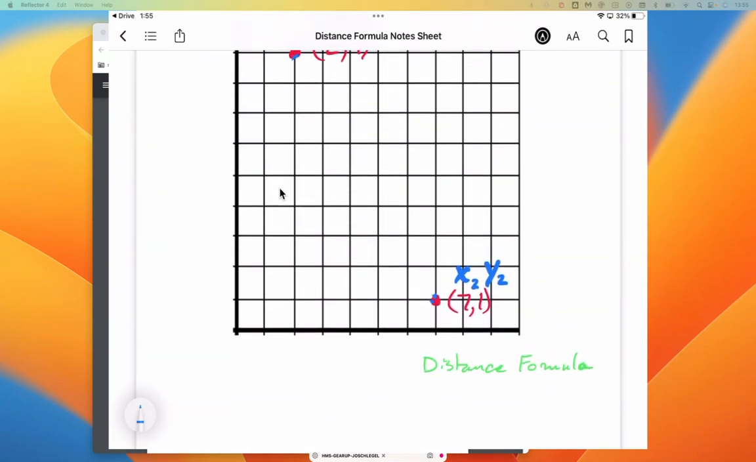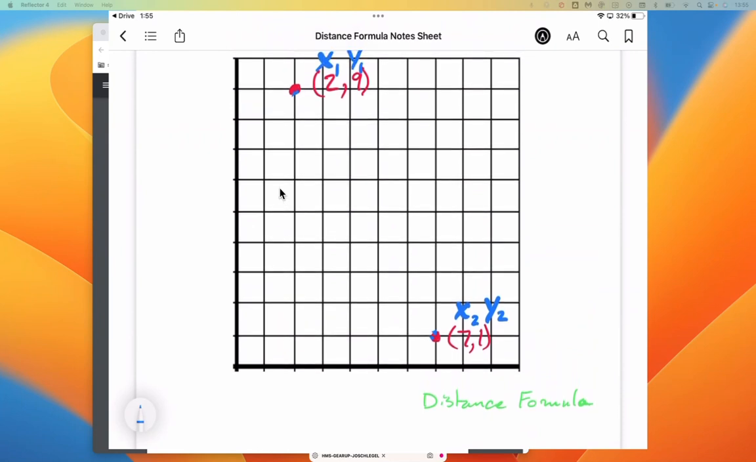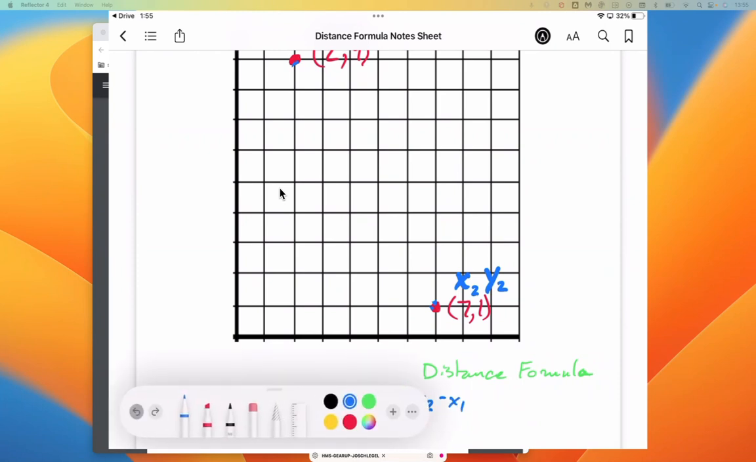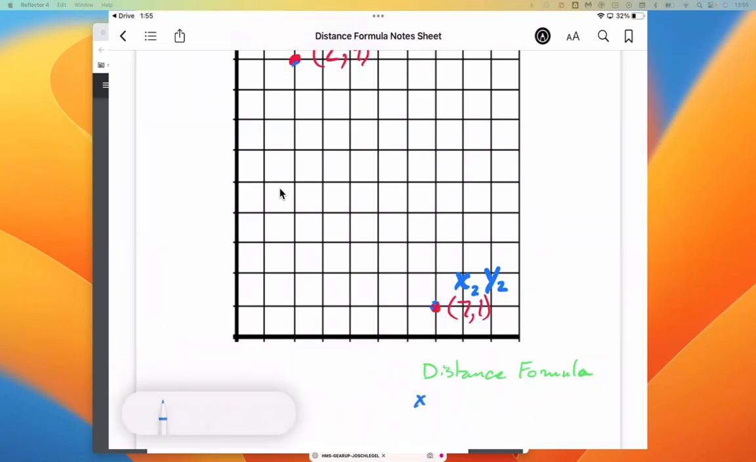Now if we match it up to what we did a minute ago, we did 7 minus 2 to get the 5. And so instead of 7 minus 2, I'm just going to write x2 minus x1. Actually, let's rewrite what we had previously, and then we'll be able to tie it all together. So we had 7 minus 2 squared. And then if you remember, I said it was going to be weird if I did 1 minus 9, but we did 9 minus 1 instead. This time I'm going to stick with my 1 minus 9.